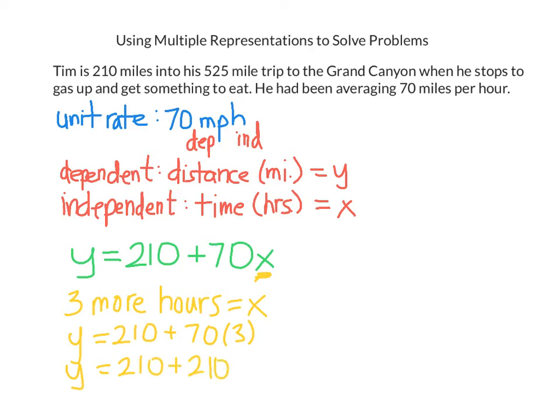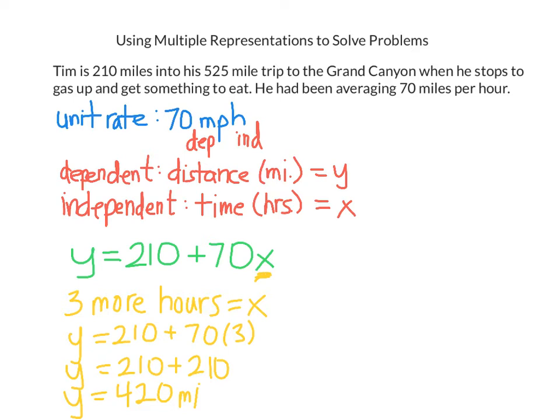And so in another 3 hours he would have gone a total of 420 miles, which means he's only a little more than 100 miles away, and we really should put our unit on that. He's only a little over 100 miles away from the end of his trip.